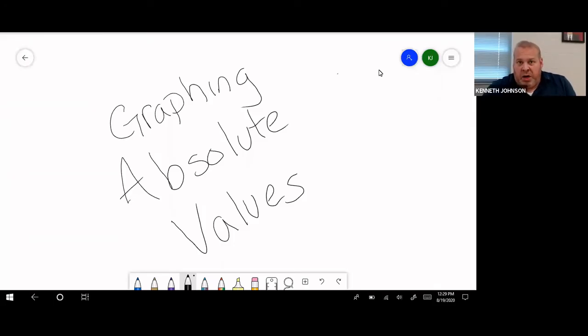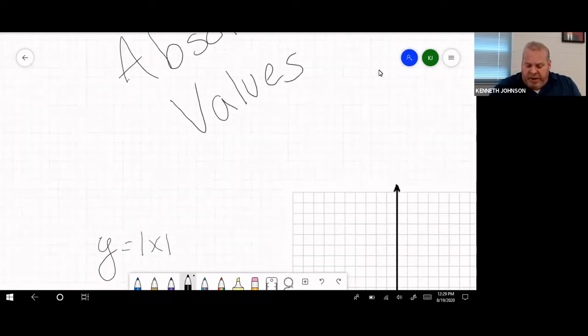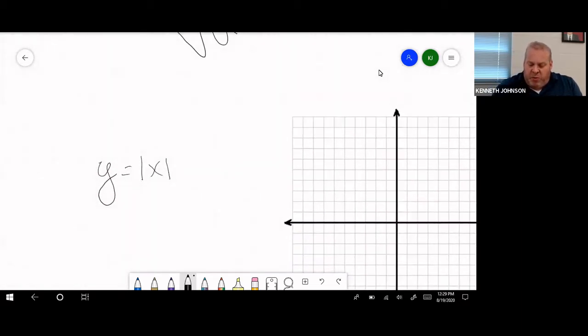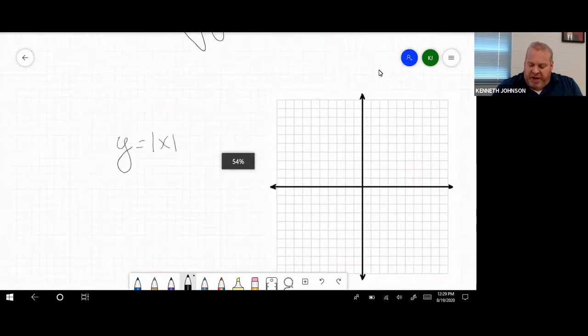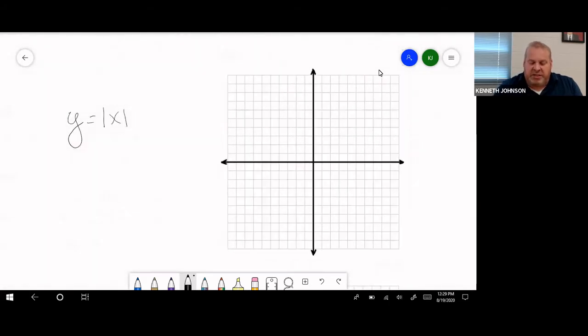This is a video on graphing absolute values. Now, if we remember, an absolute value is something like y equals the absolute value of x. And what this is telling us is that any value of x that I plug into this equation is going to come out with a y value that's equal. So one of the ways that we could graph this is we could go ahead and just create a good old t-chart or an xy table.